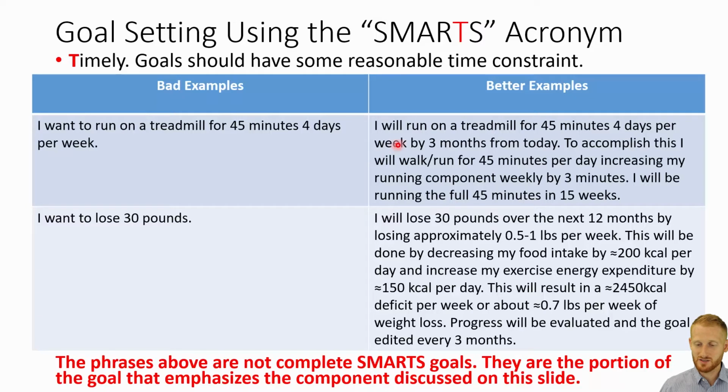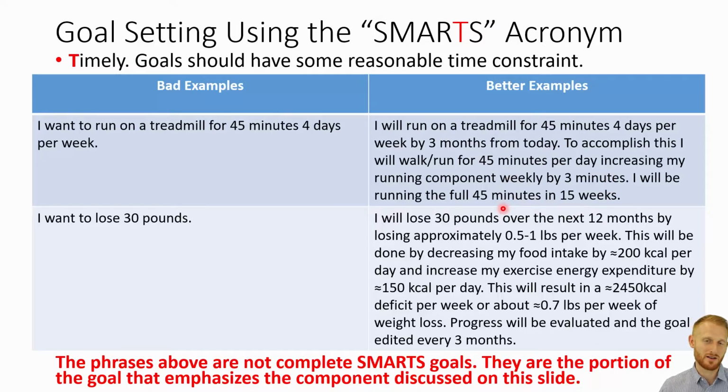So you can change this to: I will run on a treadmill 45 minutes, 4 days per week by 3 months from today. To accomplish this goal, I'm going to walk or run 45 minutes per day, increasing my running component weekly by 3 minutes, and I will be running the full 45 minutes within 15 weeks. Sometimes it's good to build a little progression into the goal. So they're going to be on a treadmill 45 minutes a day, 4 days a week, 3 months from now, and how they get there is described within the goal.